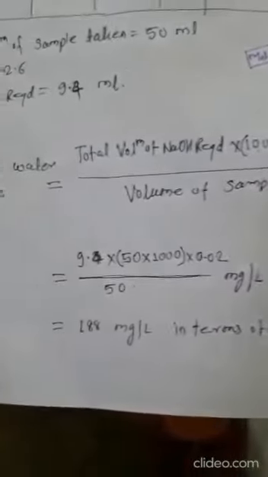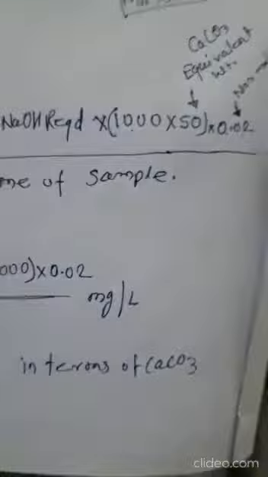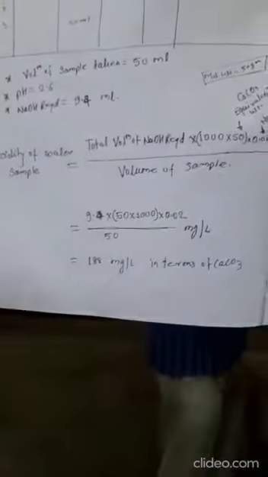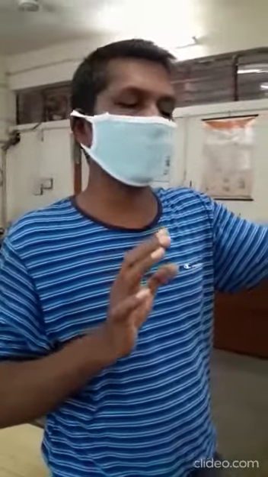The volume of water sample. If you calculate it, you will get the answer in milligram per liter in terms of CaCO3. For volume of NaOH 9.4, you will get 188. Similarly, for 13.8 ml, if you calculate, you also get some value more than this. So that will be the acidity of the given water sample. That is, acidity should not be more than 200.